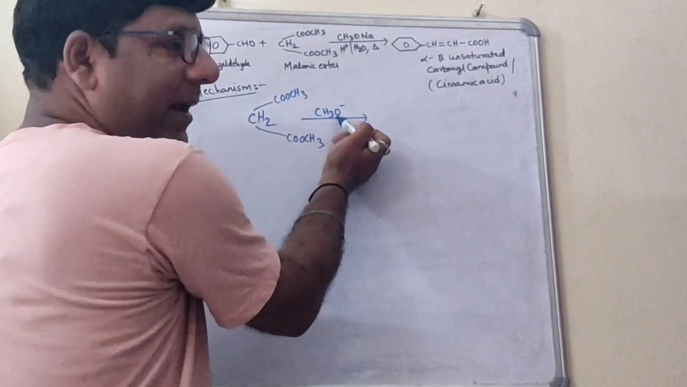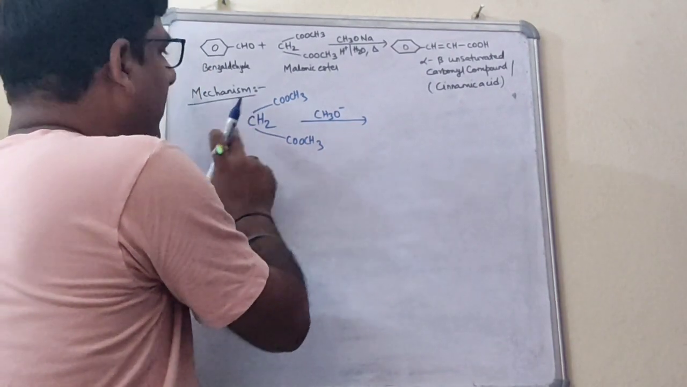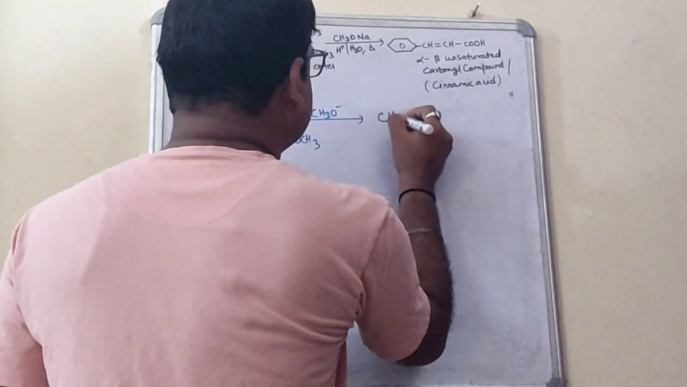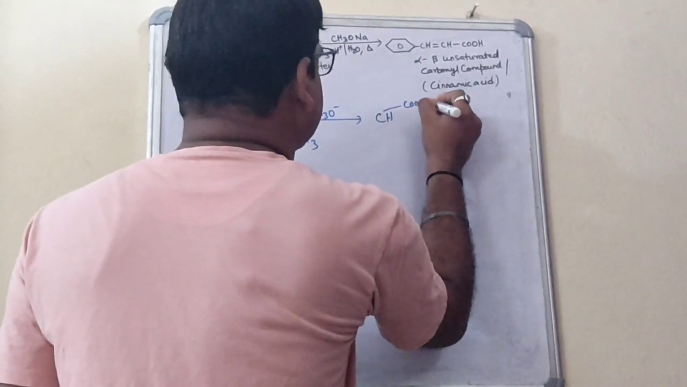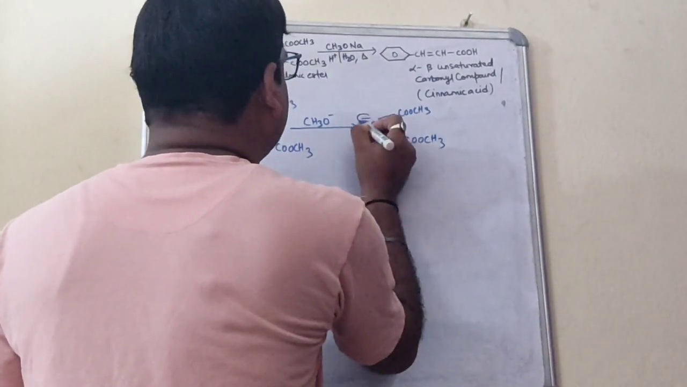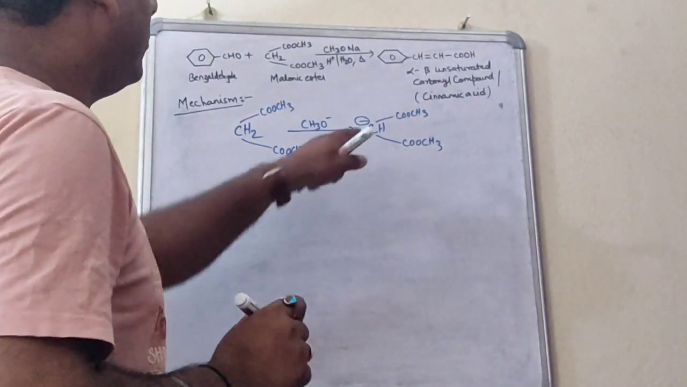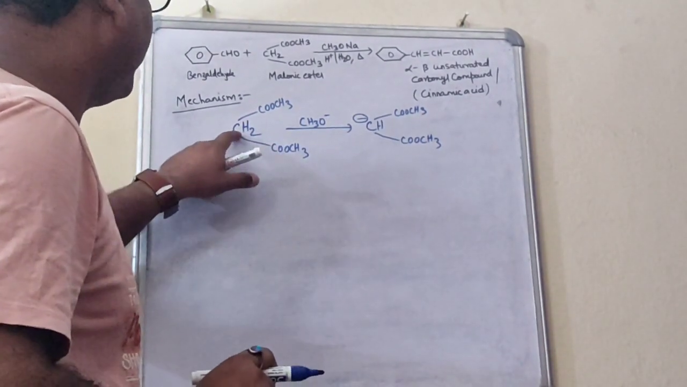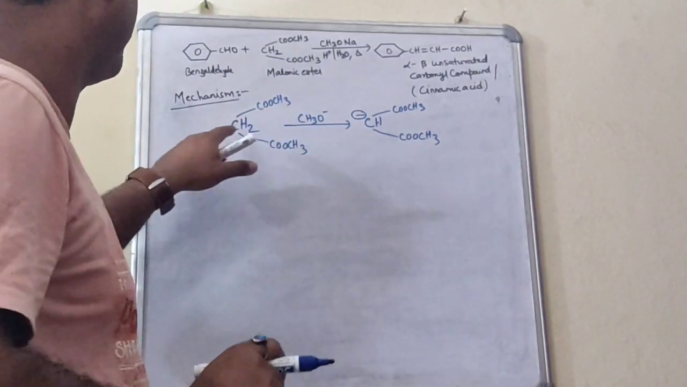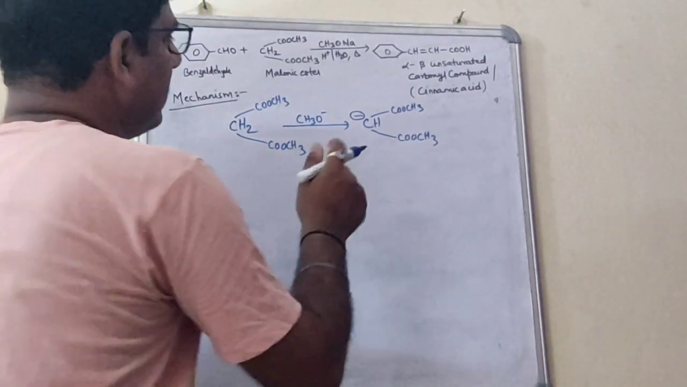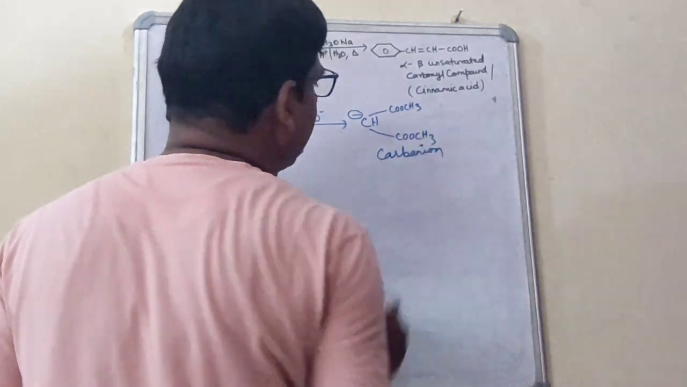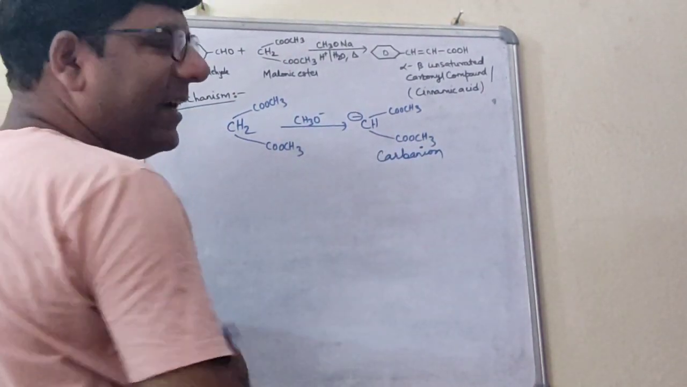Now what will happen? This CH3O minus will abstract one proton from it. When it takes one hydrogen from this, it will get converted into CH, here COOCH3, here COOCH3, and here we give the negative sign, right? You know why we have given this negative sign? Because one proton has been removed from here, and it has gone to the base. So this is the carbanion that has been formed. Now, in the second step, what will happen?